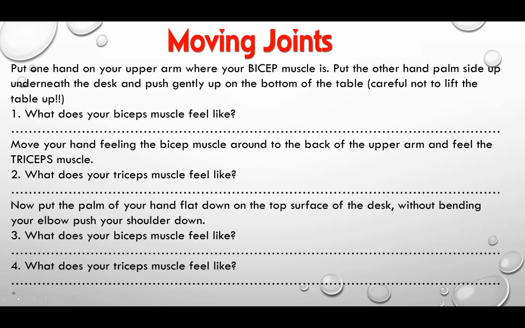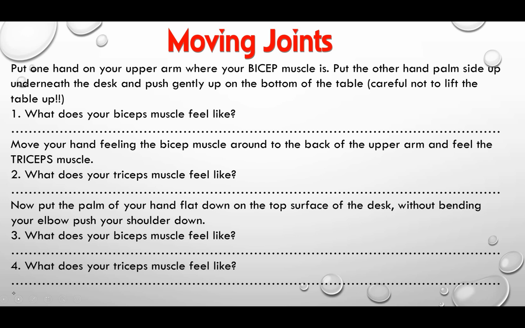So this is where I want you to actually experience what the bicep muscle feels like when it's contracting. If you take your hand and put it underneath the desk, so your hand is palm side up and it's pushing up gently on the bottom of the table. Careful, don't lift the table up. Put your other hand on your bulging bicep of the arm that's put the hand underneath the table and push up gently. And what you should feel is that your bicep muscle starts to feel tight and hard. It is contracting. If you move your hand around to the back of your upper arm and feel the triceps, it feels softer, it is relaxed.